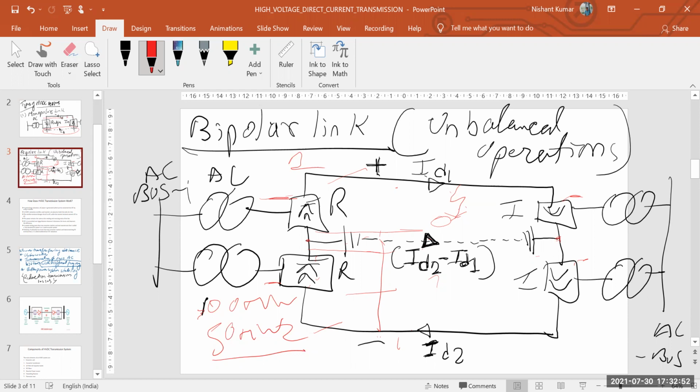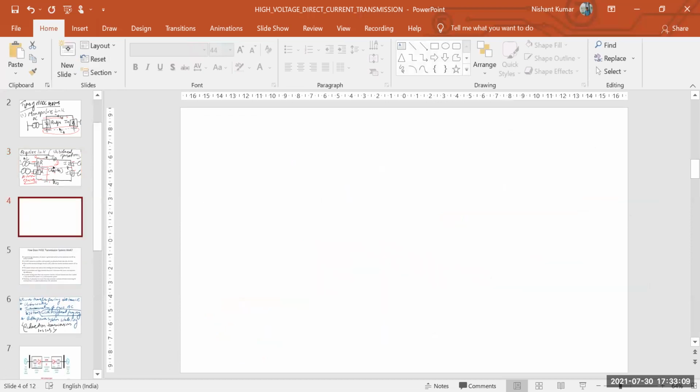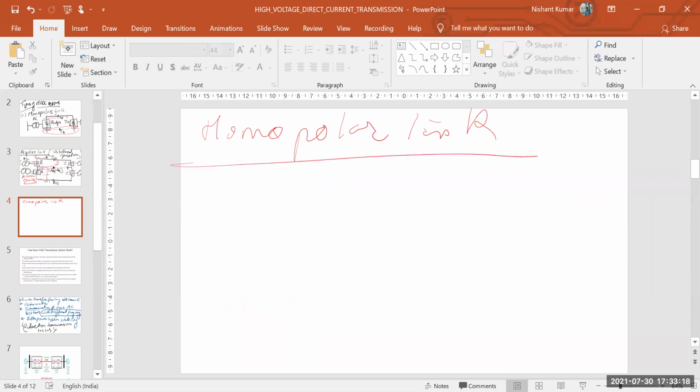In this bipolar link, if one conductor fails, it acts as a monopolar link, and you could easily transmit through this segment. So this is one kind. Similarly, there is another type, that is your homopolar link.